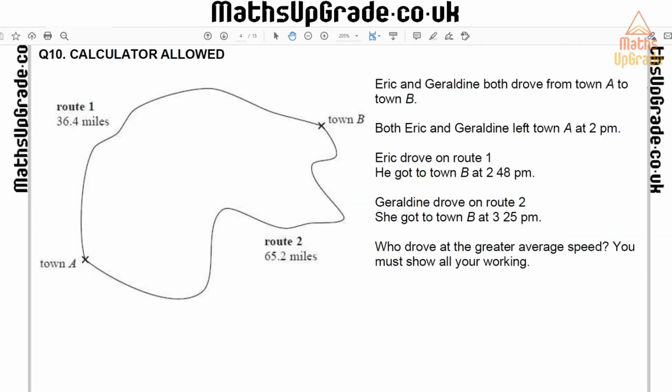Question 10. Eric and Geraldine both drive from town A to town B. Both Eric and Geraldine left town at 2 p.m. Eric drove on Route 1, he got to town B at 2:48 p.m. Geraldine drove on Route 2, she got to town B at 3:25 p.m. Who drove the greater average speed? You must show your working.